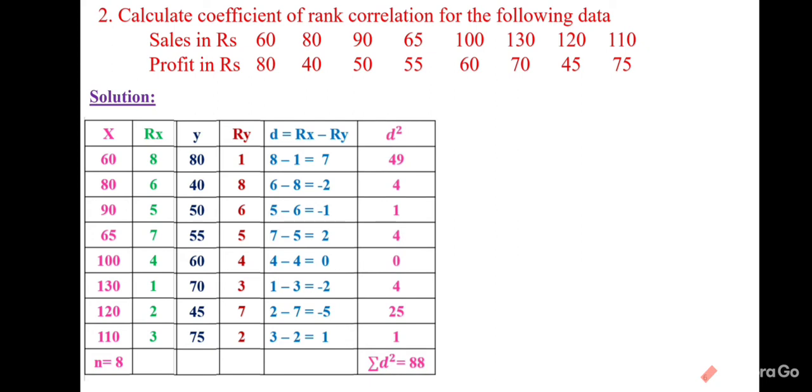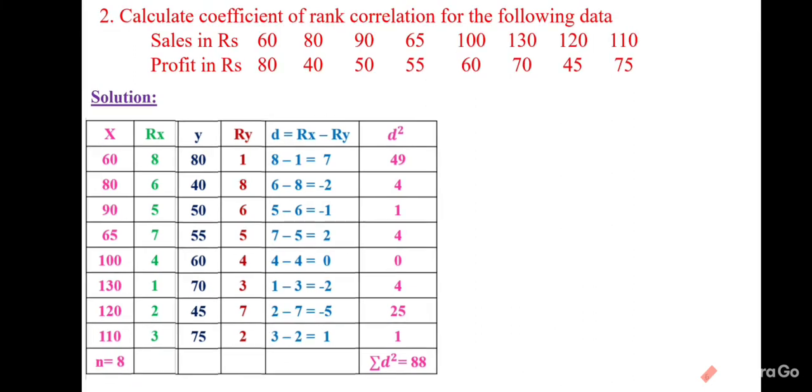7 square 49, minus 2 square 4, minus 1 square 1, 2 square 4, 0 square 0, minus 2 square 4, minus 5 square 25, 1 square 1. So the total of the d square column: 49 plus 4 plus 1 plus 4 plus 0 plus 4 plus 25. After finding the summation d square total, we will get 88. Okay. Then we can use the formula. Spearman's rank correlation: rho equal to 1 minus 6 times summation d square divided by n cube minus n.